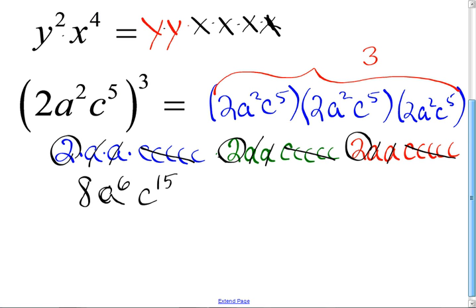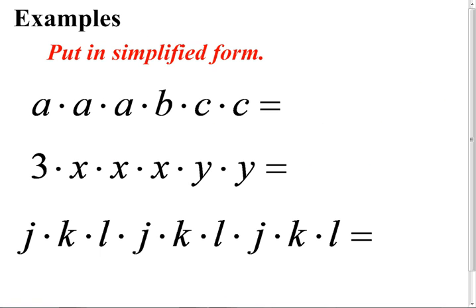Now, we're going to learn how to do shortcuts. We don't want to do this every time, do we? We don't want to have to write that out. That's too much of a pain. So we have to learn some shortcuts. Okay, let's do this one. You guys try it.